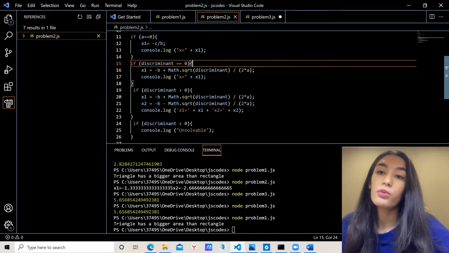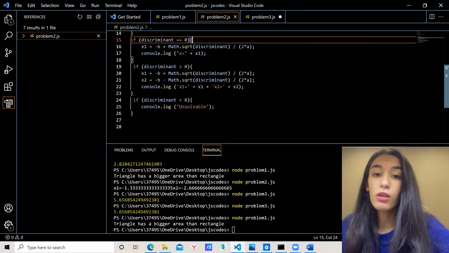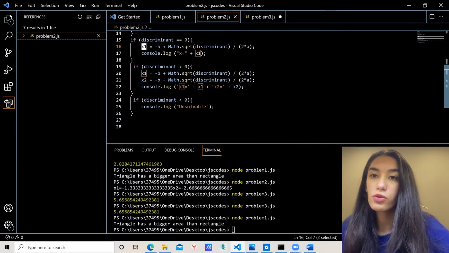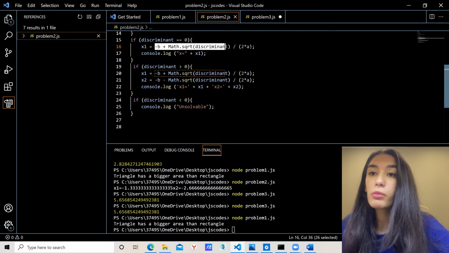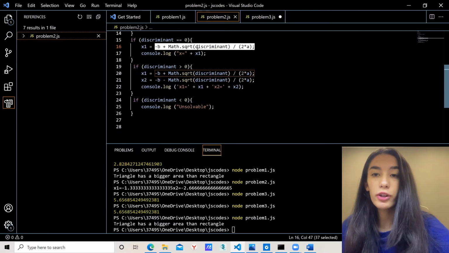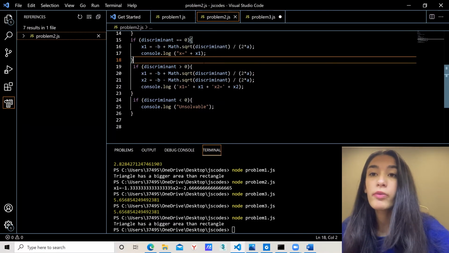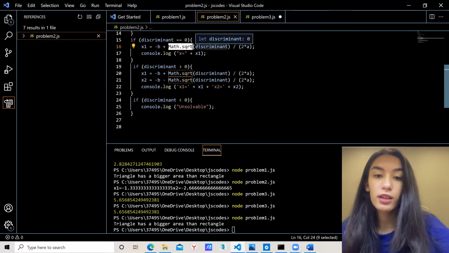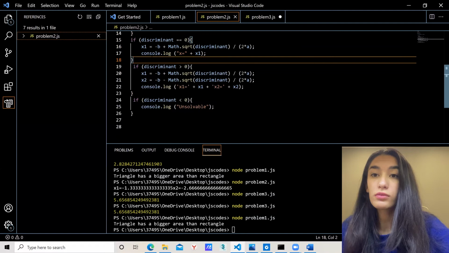The next case is when discriminant is equal to 0. In this case, we will have only one solution. Our x1 is the only solution, and x1 will be equal to this formula, which is the formula for calculating the root of a quadratic polynomial. We are using math sqrt for assigning a square root.